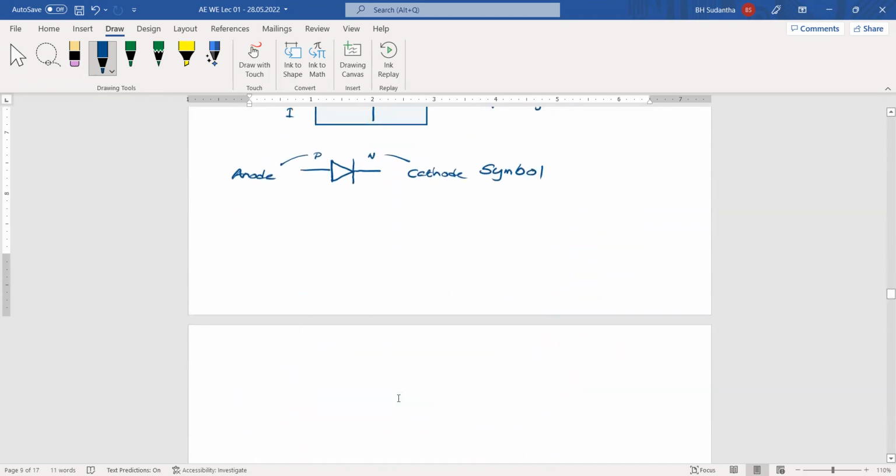This is the PN junction symbol, and hereafter we say this is a diode. This is the diode symbol, and you know the story behind this one. Okay, any question? Anything before we discuss diode application?